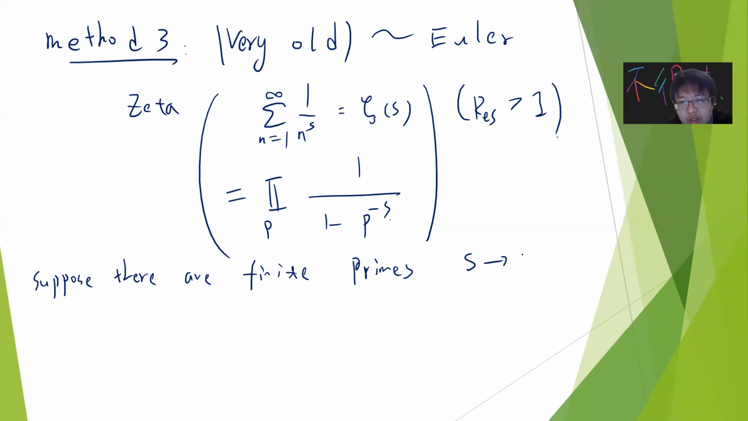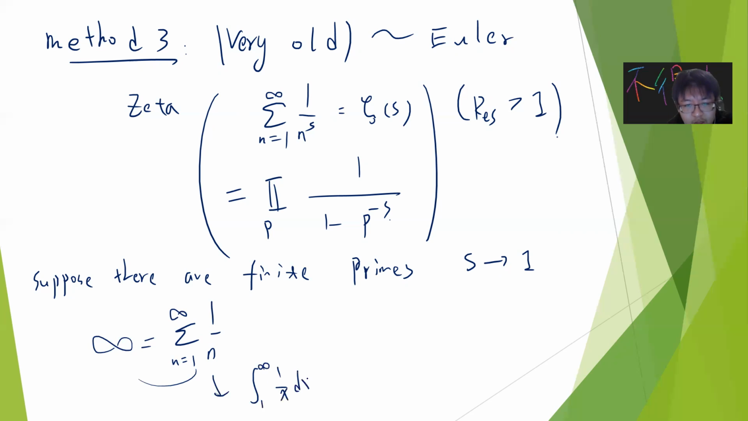Okay, and then let's say you take s approaching 1, then the left hand side will be infinity. Okay, so this is due to your simple calculus, right? Because you can just prove this is infinity by using the integral test.